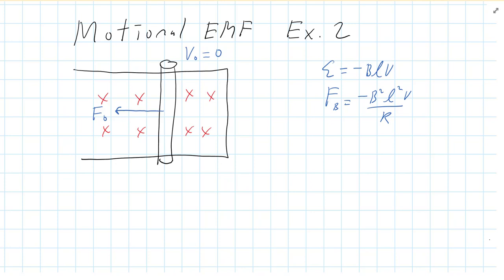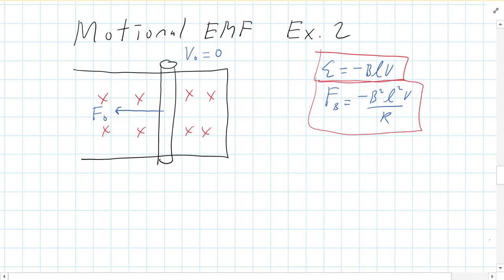And a quick reminder, the EMF generated in that bar due to its motion is negative BLV. And again, the negative is just about direction of the motion of the charge. We discussed that already. And then the magnetic force, resistive force is that. So as the velocity of the bar builds up, that resistive force builds up. All right, so if you need to, pause the video to sketch this out.